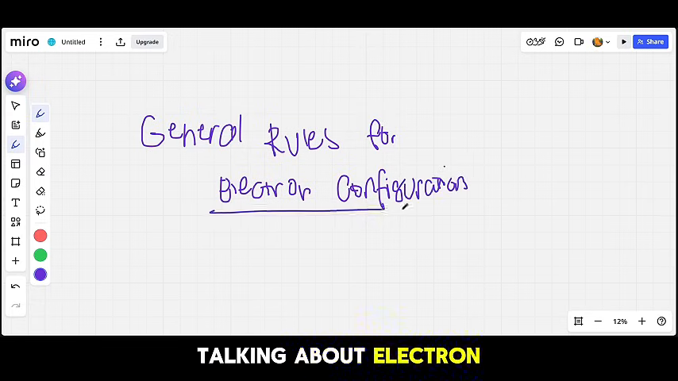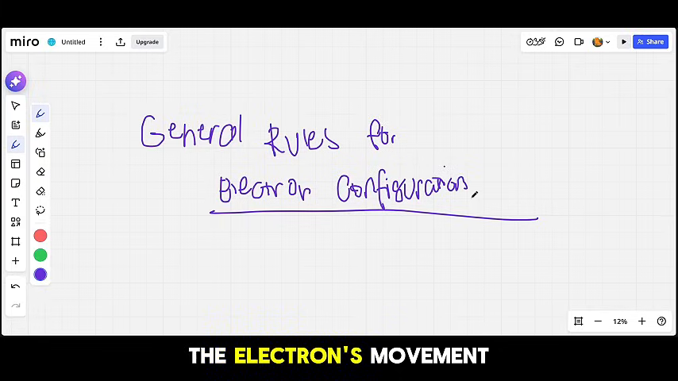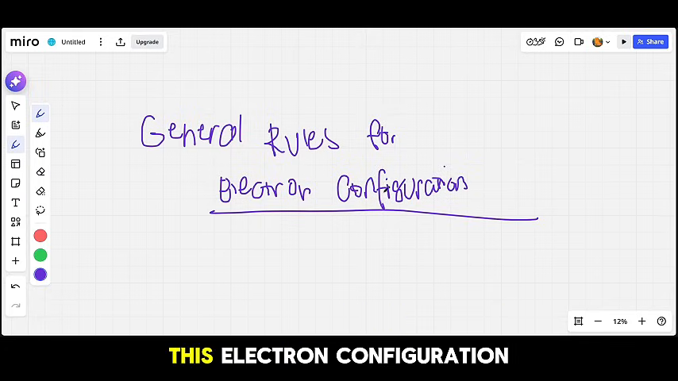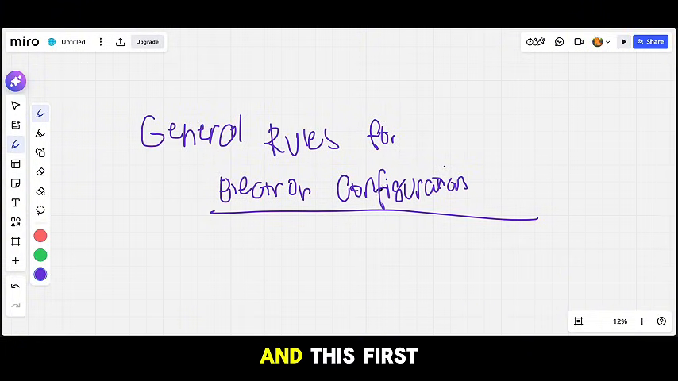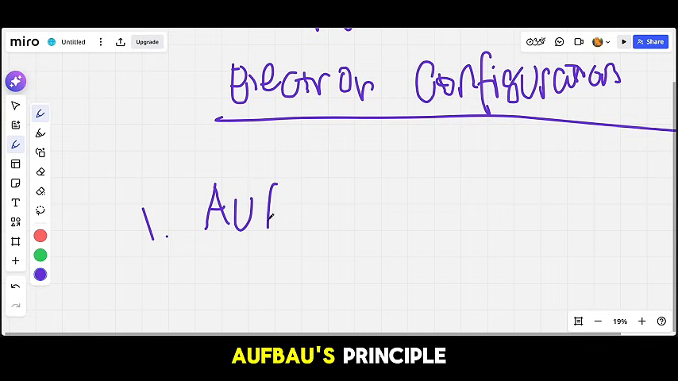When we're talking about electron configuration, we're trying to assign arrows in the orbitals of the electrons on the atom. We're trying to predict the electron's movement in the atom. There are three principles that we need to always follow whenever we're doing electron configuration, and the first is called the Aufbau principle.